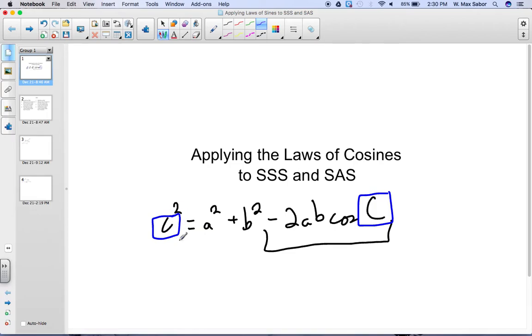It's not important that they're actually labeled c. It could be a squared equals b squared plus c squared minus 2bc cosine A, as long as this side is across from this angle and these are the other two sides. So how do we apply the law of cosines to side-side-side and side-angle-side?